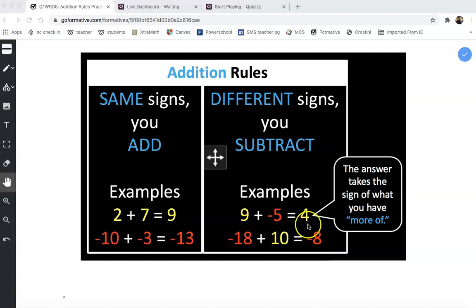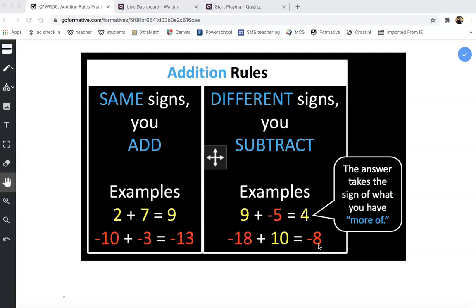Then you'll notice that sometimes the result is positive. Sometimes the result is negative. To determine whether it's positive or negative, think about it this way. The answer takes the sign of what you have more of. So look back. We had 9 positives and only 5 negatives. So the positives, you could say, won out this time. We had more positives, so the answer is positive. But if you look at this example, we have 18 negatives and only 10 positives. If it helps you, think of the integer chips. If you had 18 red chips and 10 yellow chips, there'd be more red chips than yellow chips, so we'd end up with a red answer or a negative answer.